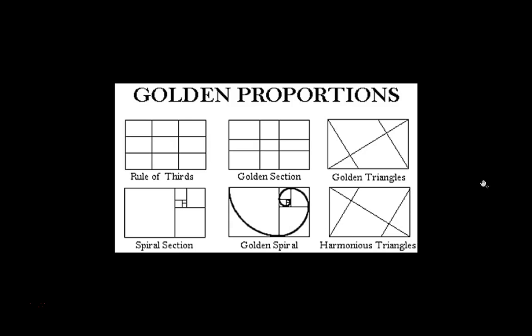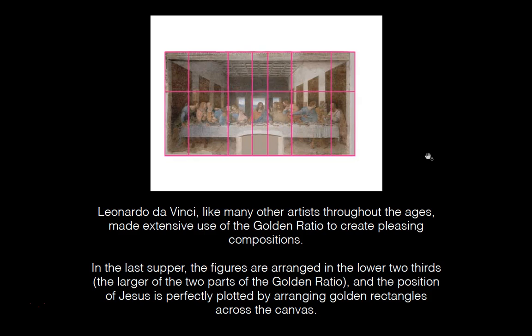So there are different golden proportions. There's the golden section, which is kind of like the rule of thirds, but a little bit more narrow. There's the spiral section, the actual physical spiral. There's harmonious triangles, and then golden triangles, which are kind of flipped. Da Vinci did a lot of paintings within the golden ratio, which made it a strong composition.